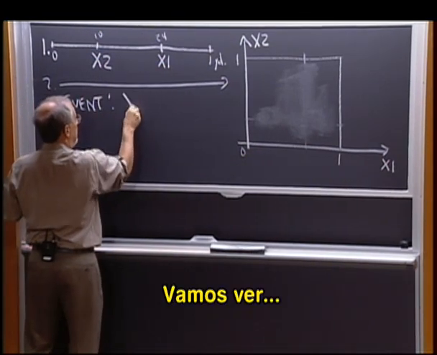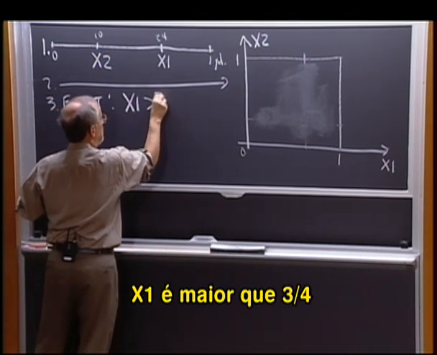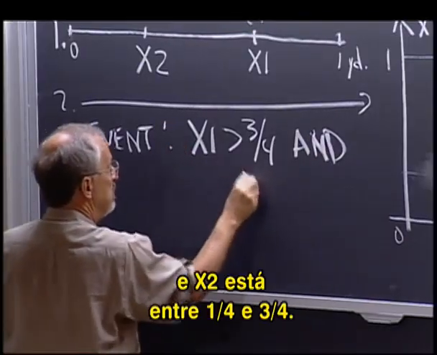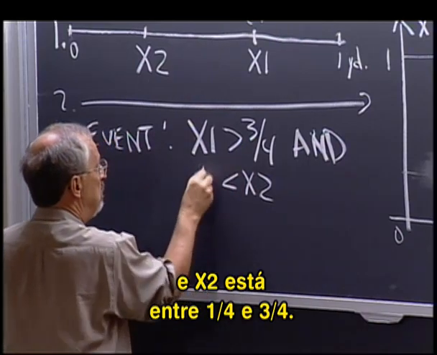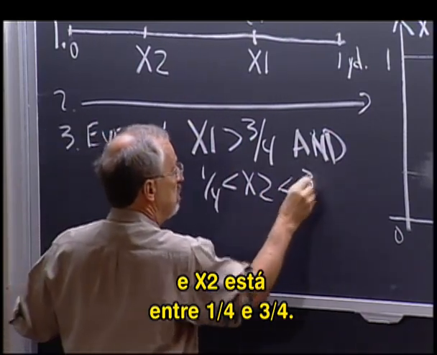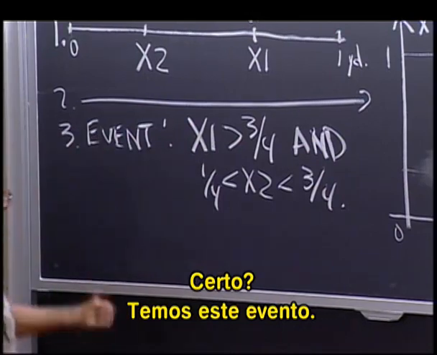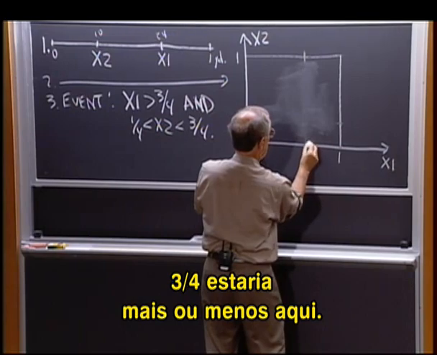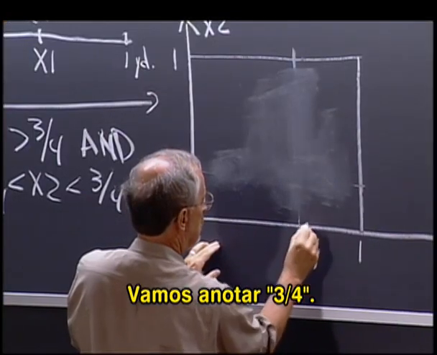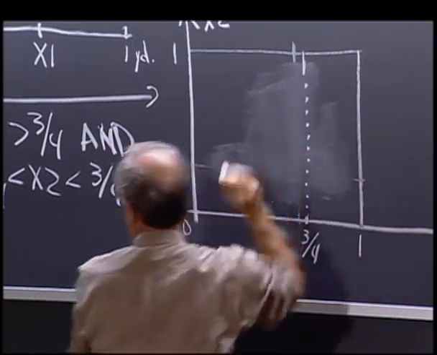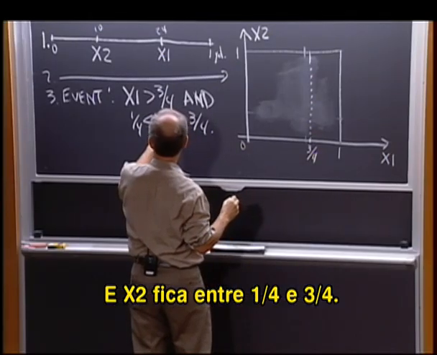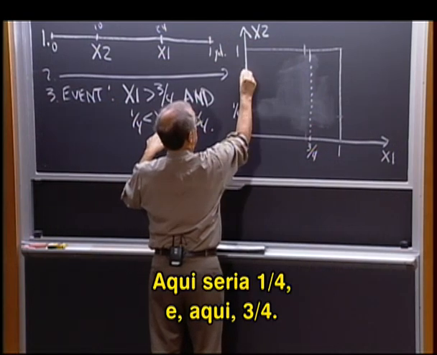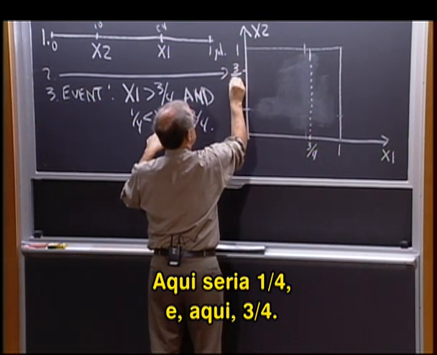Let's see. x1 greater than 3/4 and x2 between 1/4 and 3/4. Okay? Suppose we have an event like this. So 3/4 would be something like right here. Let's call that 3/4. And x2 between 1/4 and 3/4. Maybe that's 1/4 there. And maybe this is 3/4 here.